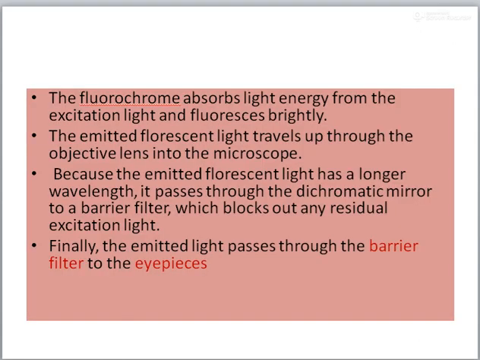So the fluorochrome absorbs light energy from the excitation light and fluoresces brightly, and the emitted fluorescent light travels up through the objective lens into the microscope. Because the emitted fluorescence light has a longer wavelength, it passes through the dichromatic mirror to the barrier filter, which blocks out any residual excitation light. Finally, the emitted light passes through the barrier filter to the eyepiece where we view the specimen.